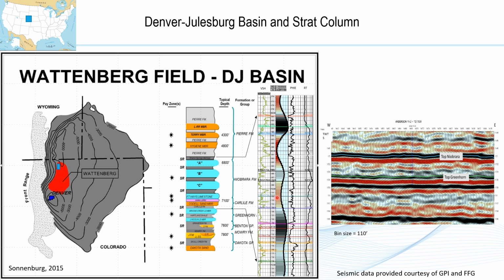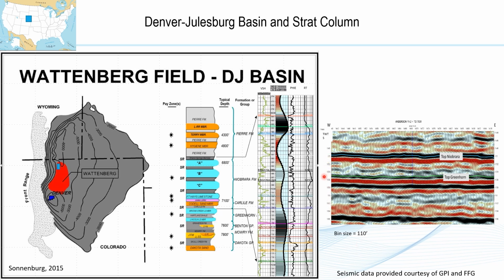The C bench is a little thicker than the A and is deeper in the section. And the entire sequence that we analyzed is from the top Niobrara to the Greenhorn, which you can see here on the well log.